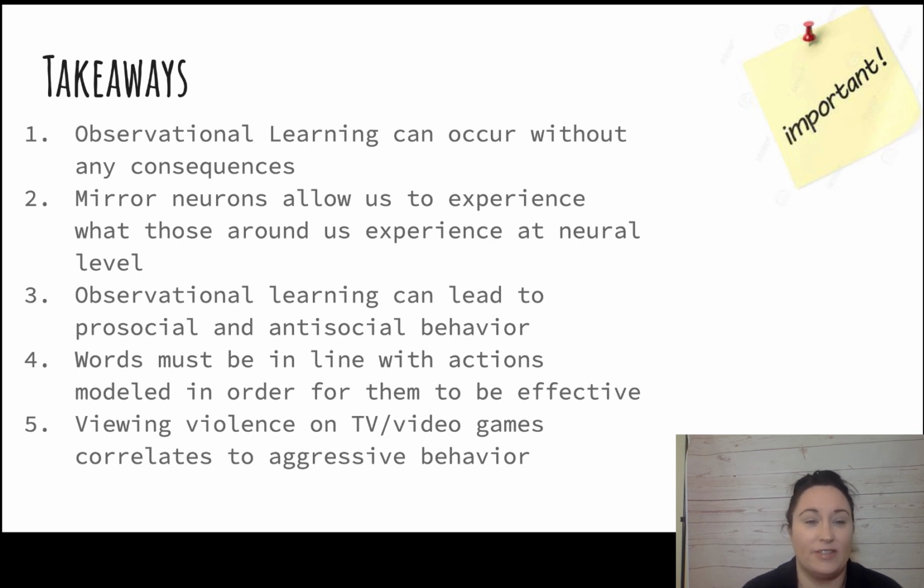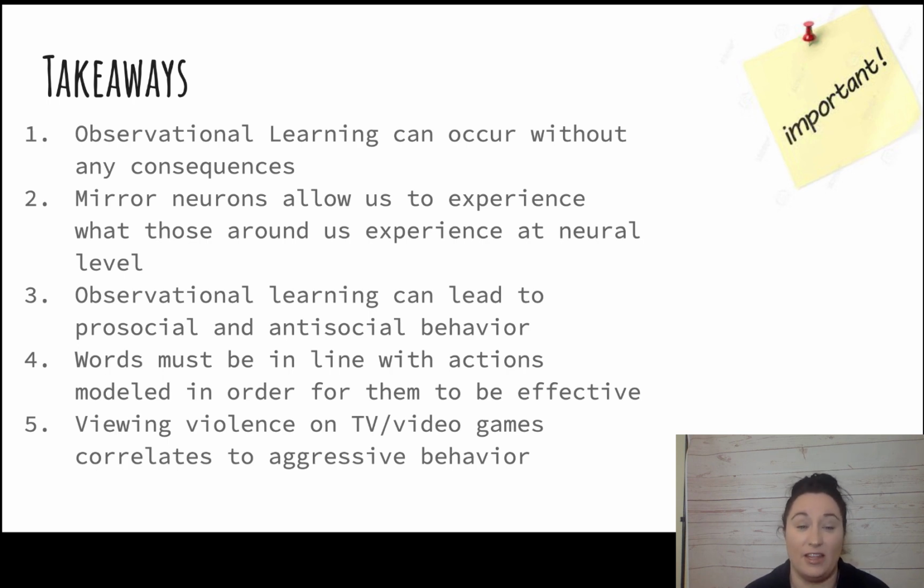So what are our takeaways? Observational learning can occur without any consequences. Vicarious learning is the kind that comes with a reinforcer or a punishment, a consequence. But observational learning can just be imitating without looking at the consequences of the behavior. Mirror neurons allow us to experience what those around us experience at that neural level, so they can explain why we might want to imitate other people.